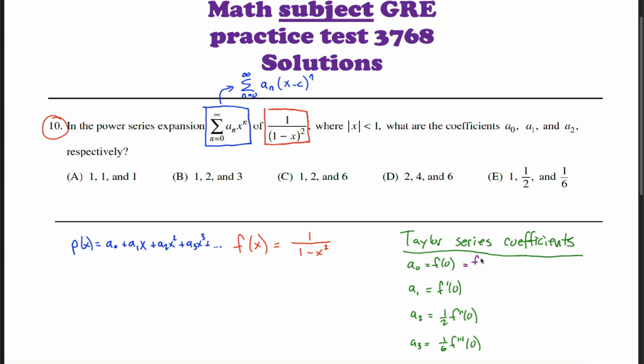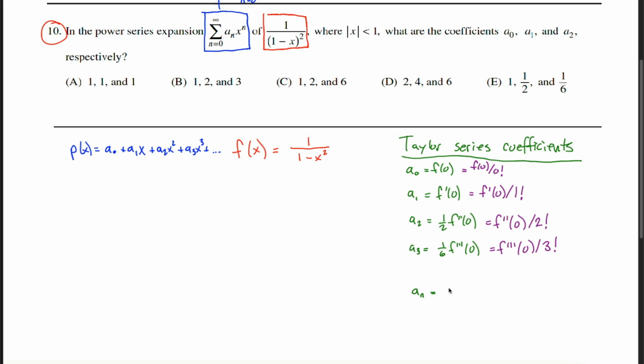That's more than we need for this problem, but in the interest of really making this pattern explicit, you can think about this as f of 0 divided by 0 factorial, and this is the first derivative of f evaluated at 0 divided by 1 factorial. This is the second derivative of f evaluated at 0 divided by 2 factorial. This is the third derivative of f evaluated at 0 divided by 3 factorial. You get the point. An would be equal to the nth derivative of f evaluated at 0 divided by n factorial.